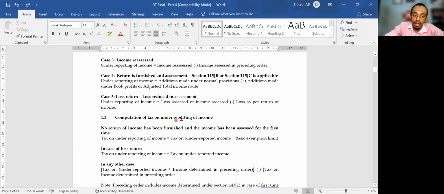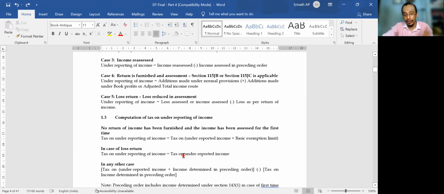Computation of tax on underreporting of income. If no return of income is filed and the income is assessed for the first time, then underreporting of income would be equal to the underreporting of income you have found out. Now on that we have to find out the taxes. Tax on underreported income plus basic exemption. In case of loss, tax on underreporting of income will be equal to tax on underreported income.